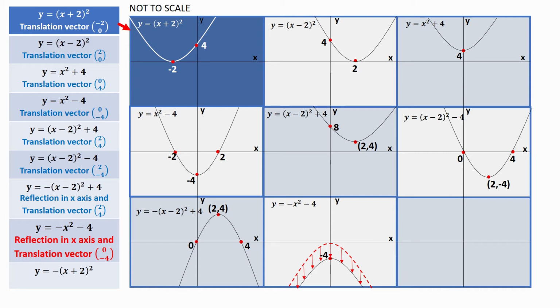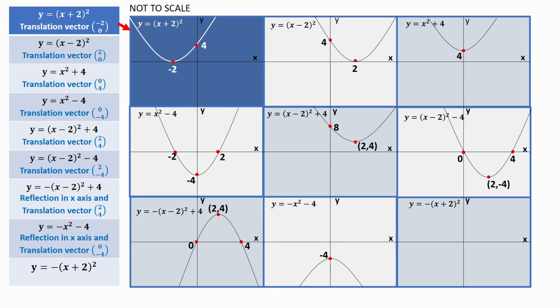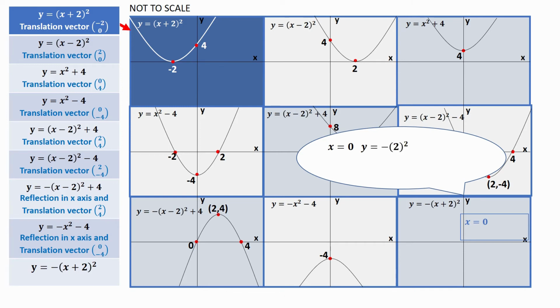Now the next question. When x equals 0, y equals minus 2 squared, giving y equal to negative 4. So plot (0, negative 4). When y equals 0, minus (x plus 2) all squared equals 0. Multiplying both sides by negative 1 gives (x plus 2) all squared equal to 0. Finding the square root of both sides gives x plus 2 equal to 0. And subtracting 2 from both sides gives x equal to negative 2. Plotting the point (negative 2, 0).